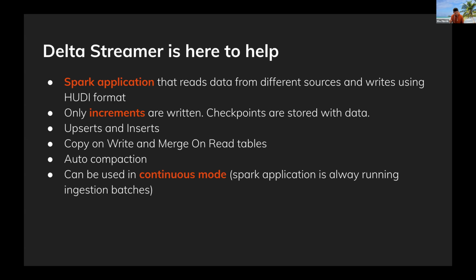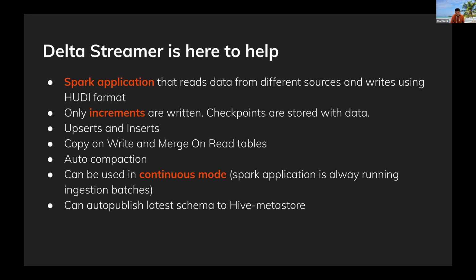Delta Streamer can be used in continuous mode. It's not a real Spark streaming application. It's just something that continuously reads. So you can have an application, a Spark app, which just cycles and reads data. We don't use continuous mode. We use batch mode, where we schedule something, and then once it runs, it just goes away. Just because we're actually happy with the speed of our current velocity.